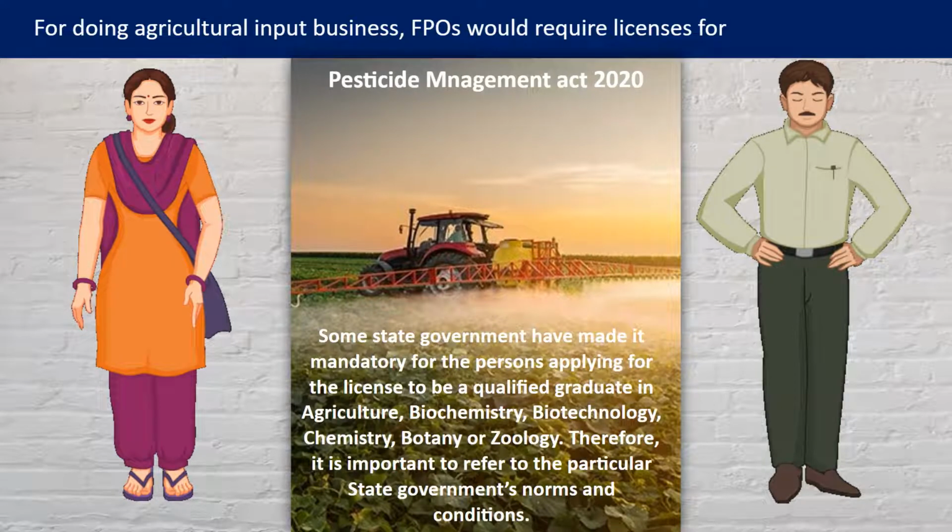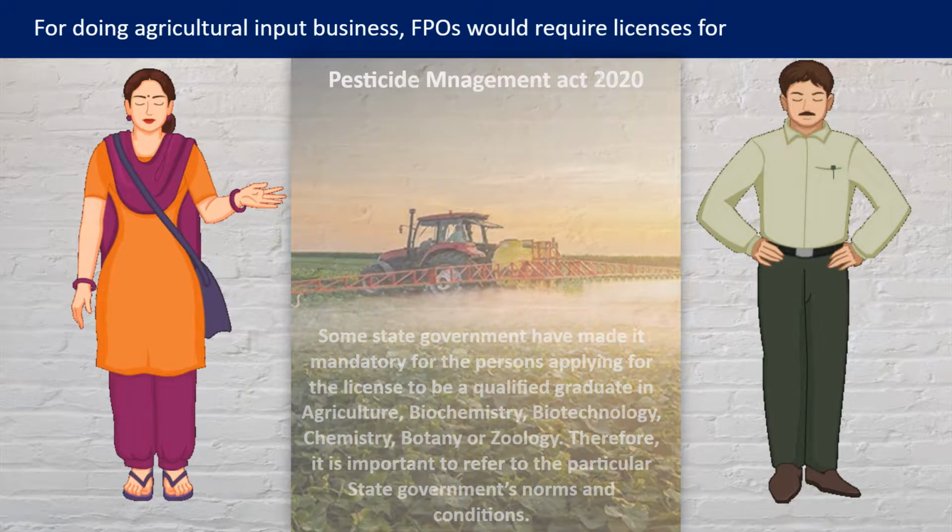Some state governments have made it mandatory for the persons applying for the license to be a qualified graduate in agriculture, biochemistry, biotechnology, chemistry, botany, or zoology. Therefore, it is important to refer to the particular state government's norms and conditions.